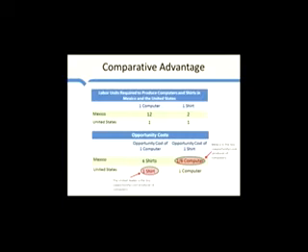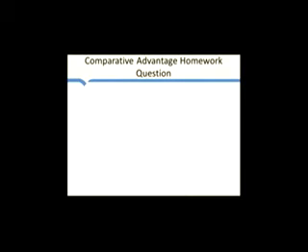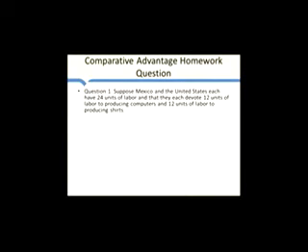So I'm going to leave some of the details to you, actually, in some homework questions, which we'll go over in a future video. So question 1. Let's suppose that Mexico and the United States each have 24 units of labor, and that they each devote 12 units of labor to producing computers and 12 units of labor to producing shirts. That will be our baseline scenario. So the question is, what is total world production in this scenario? That's question one.